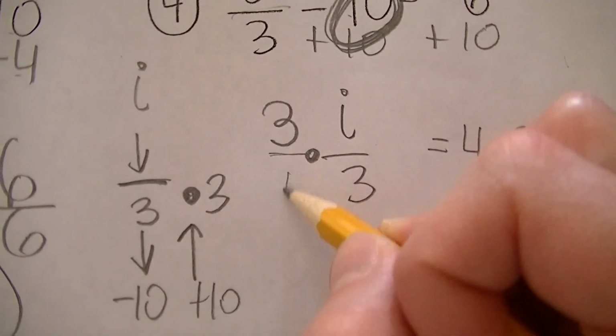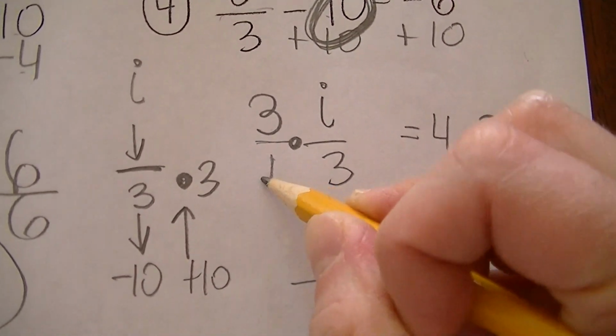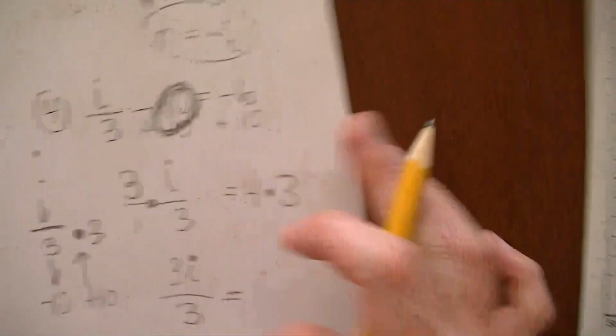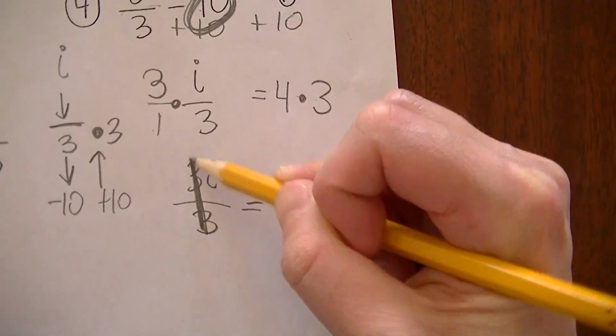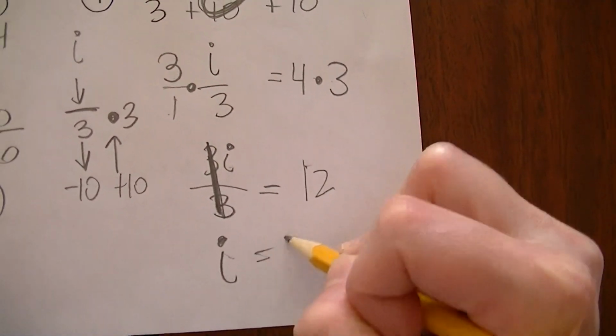Okay, make that a fraction. 3 times I is 3I. 1 times 3 is 3. 4 times 3 is 12. Oops. It's 12. Hey, look, 3 divided by 3, that's 1. So we're left with 1I or just I equals 12.